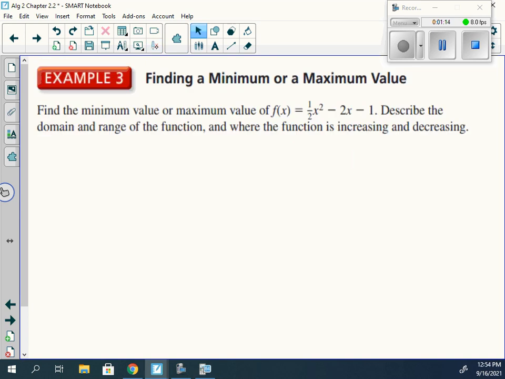Now we looked at this here, and we have this function. Y is equal to 1/2 x squared minus 2x minus 1.